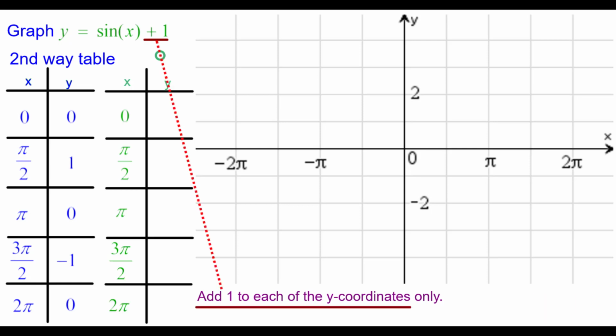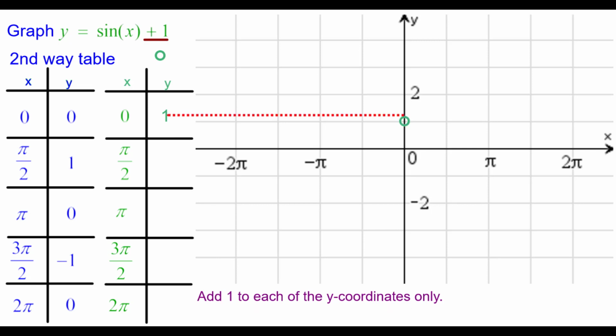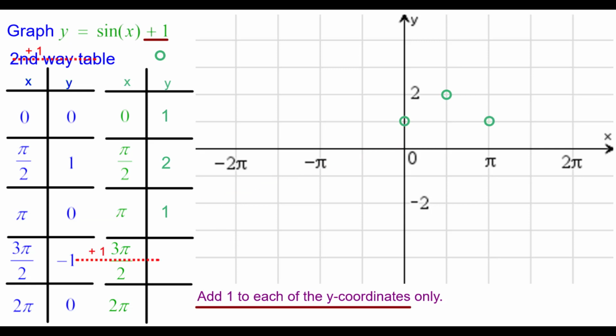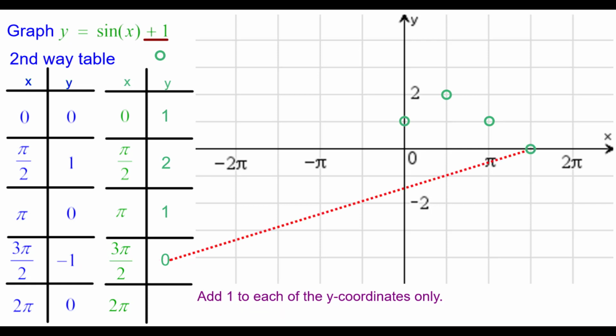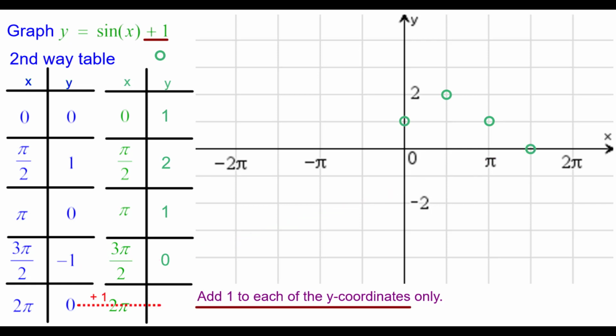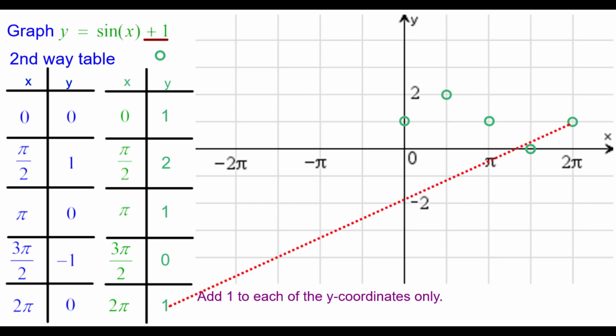So adding 1 to each of the y coordinates, because of that plus 1, 0 plus 1 is 1. So the ordered pair we'll plot is 0, 1. 1 plus 1 is 2, so pi over 2 comma 2. 0 plus 1 is 1, pi comma 1. Negative 1 plus 1 is 0, so 3 pi over 2 comma 0. And 0 plus 1 is 1, 2 pi comma 1.